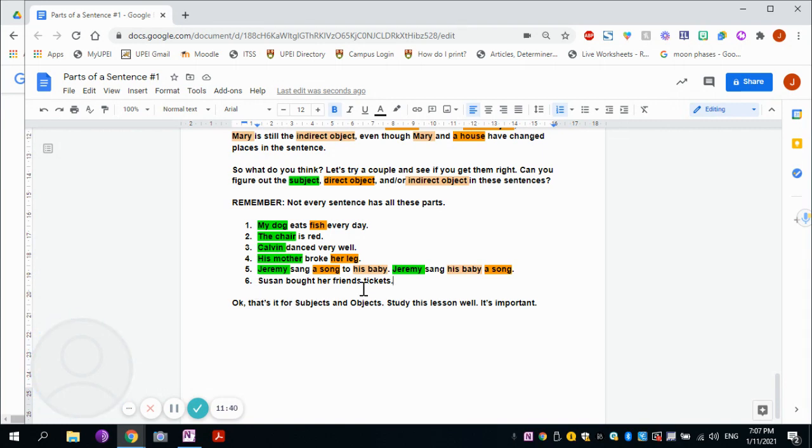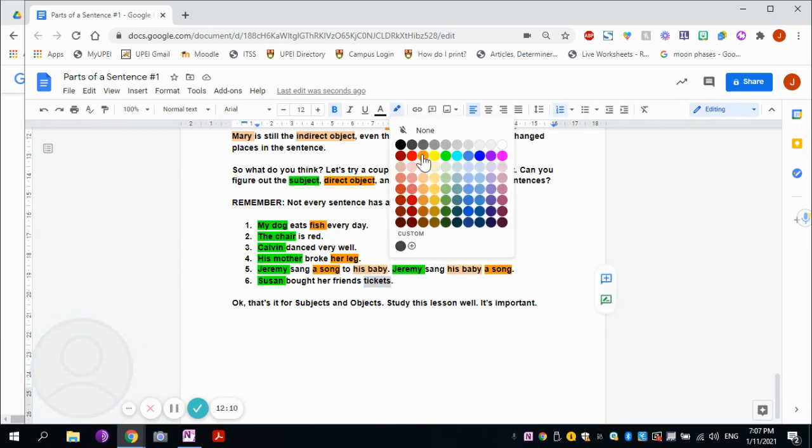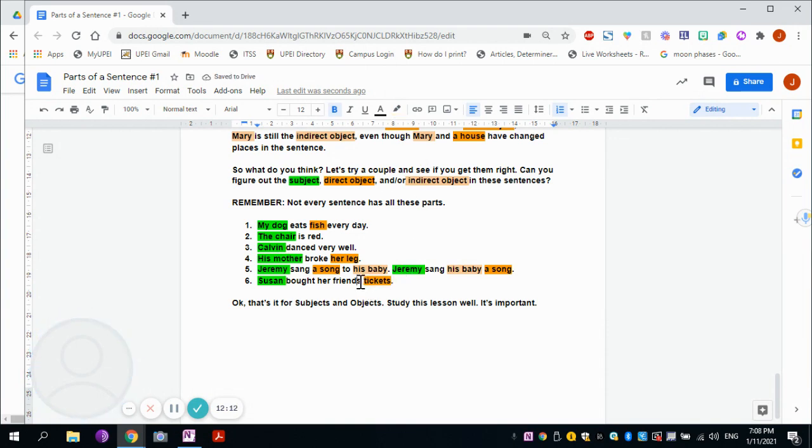And number 6, the subject. Well, the subject here is Susan, because Susan did something. She did something very nice. She bought something. Okay? And she bought, now did she buy her friends or did she buy tickets? Well, you can't buy friends, but you can buy tickets. So in this case, tickets is the direct object, and her friends is the indirect object.